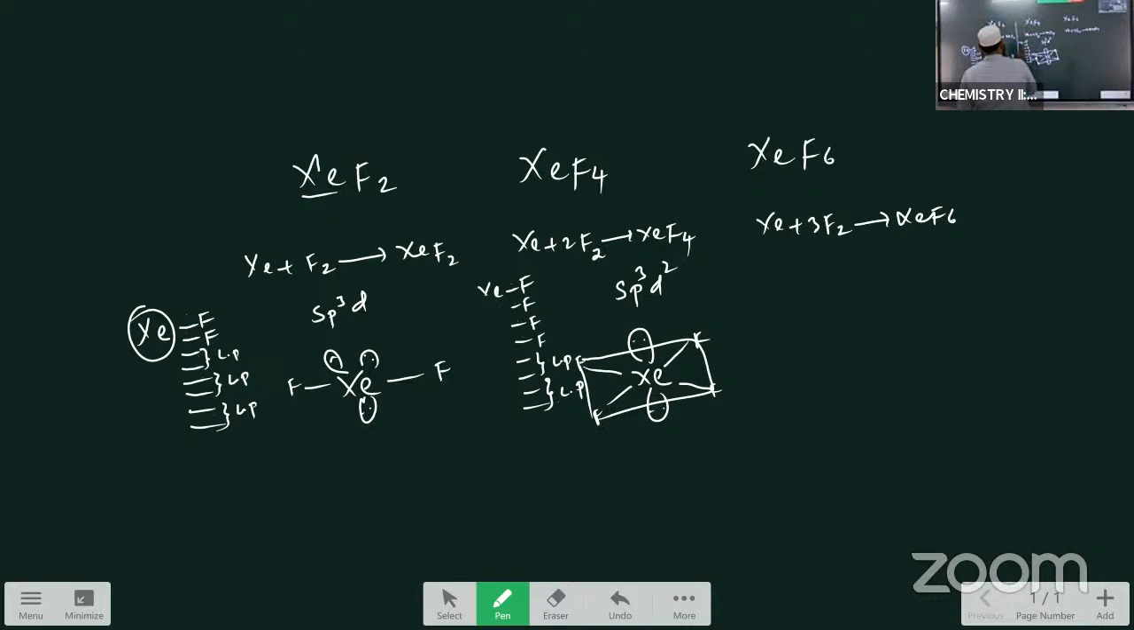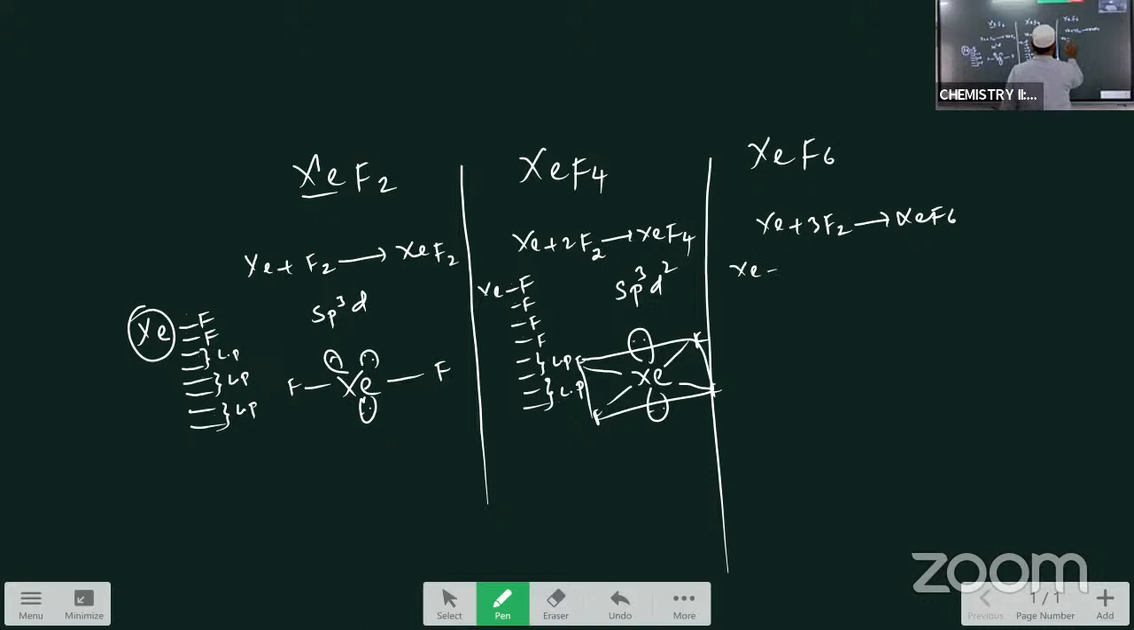Now next, about XeF6. Once again Xe, 8 lines, because it belongs to the 8th group, therefore I have written 8 lines like this. So what we have to prepare? XeF6, 6 fluorine atoms like this, 1, 2, 3, 4, 5 and 6, 6 are over. See that these are the bond pairs: 1, 2, 3, 4, 5, 6 electron pairs, and 1 lone pair is present.